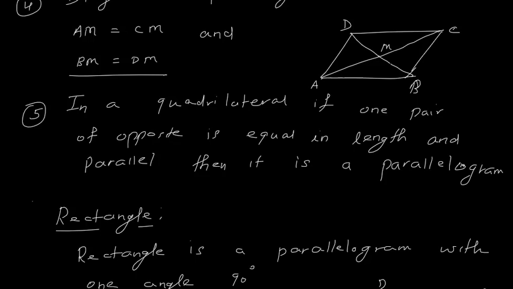Then we have discussed about square. Square is a rhombus with each angle 90 degree. And finally, we discussed about kite, in which adjacent pairs are equal in length. The longer diagonal bisects the smaller diagonal.